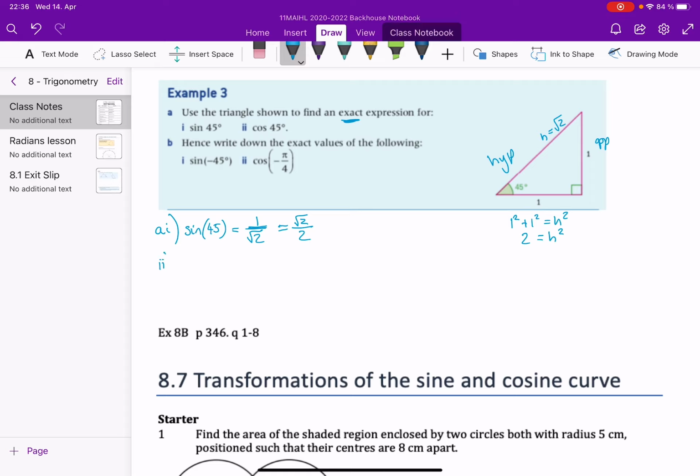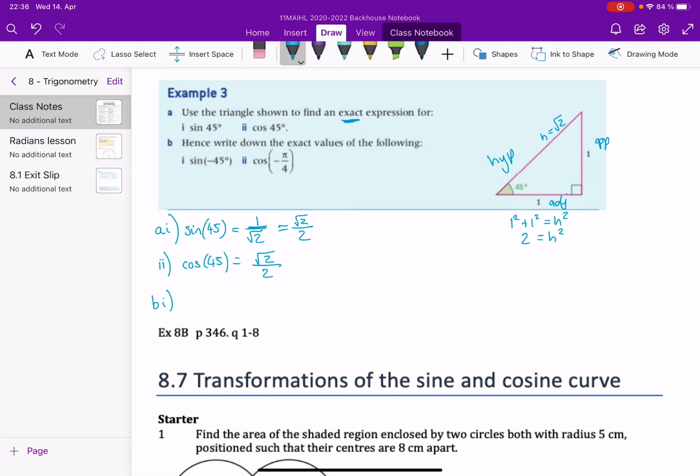Okay, moving on. Cos 45 degrees. Well, cos 45 degrees is the adjacent over the hypotenuse, but hopefully you're seeing that the adjacent and the opposite are equal, so it's going to be the same result. So the sine of 45 and the cos of 45 degrees are equal. Hence, write down the exact values of the following. Okay, we've got a few more to think about.